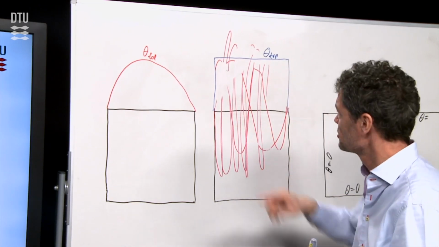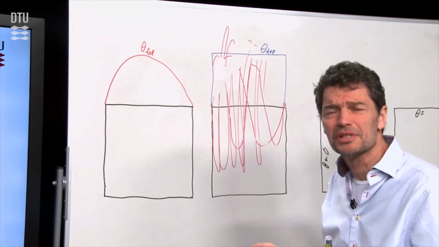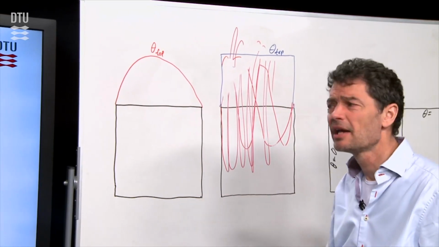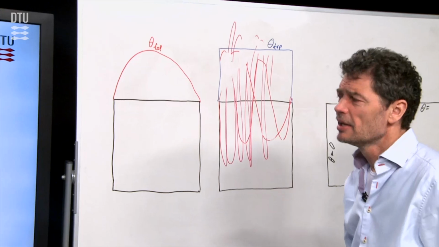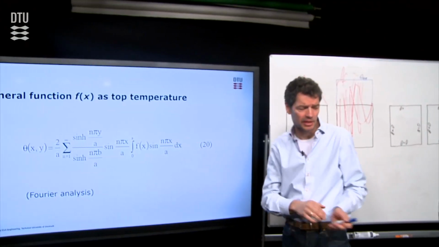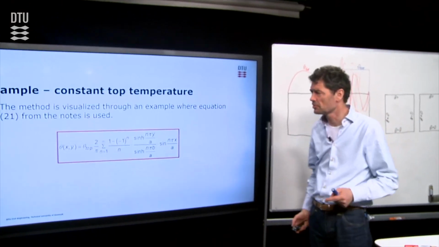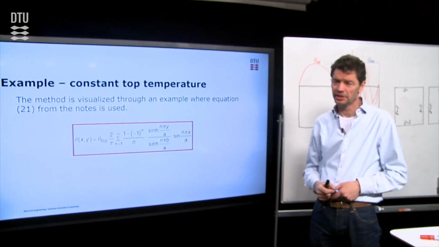And even such a function can also be described as a combination of sine functions as such, according to Fourier analysis. And then it becomes interesting. We can, in principle, insert this in the formula using the Fourier analysis. The solution becomes, in that case, with the constant top temperature, this function here.